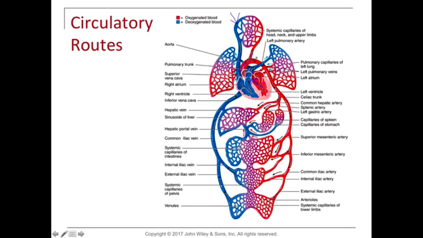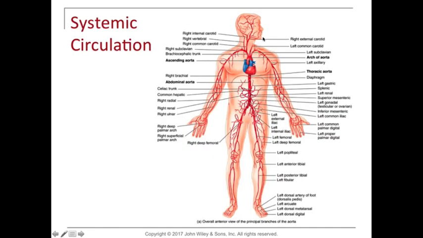It's going to pump it up to the brain. It's going to go down the arch of the aorta, to the thoracic aorta, to the abdominal aorta. It's going to hit all the abdominal organs. Then it's going to go to the lower extremity. Then we have to find a way to get the blood back to the heart, from the brain, from the fingertips, from the toes, from the digestive organs, and from the heart itself back to the heart. Can't forget that. So let's look at some of the systemic circulation.